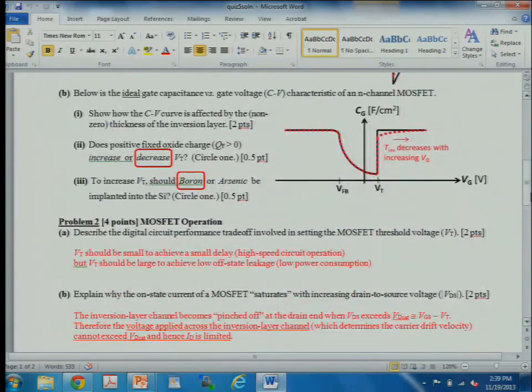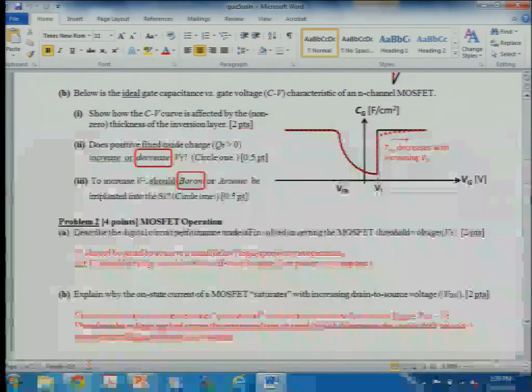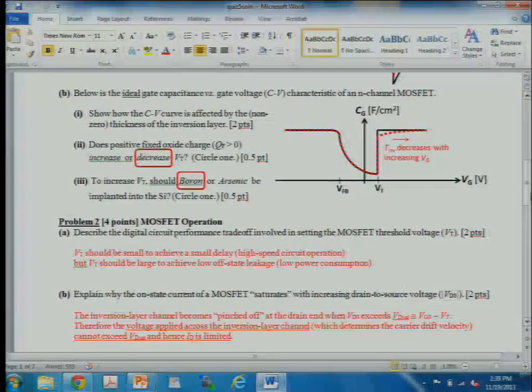For the inversion layer thickness, it's only relevant in the inversion regime of the CV characteristic. And as you apply more and more gate voltage, stronger and stronger into inversion, the inversion layer gets closer and closer to the gate oxide interface. So the impact of the inversion layer thickness decreases as you increase the gate voltage. Okay, so just qualitatively, you just had to draw a line below the ideal capacitance in the inversion regime and show that it's sloped upwards.